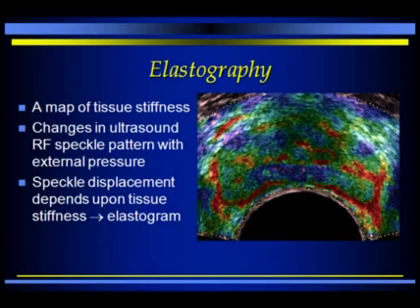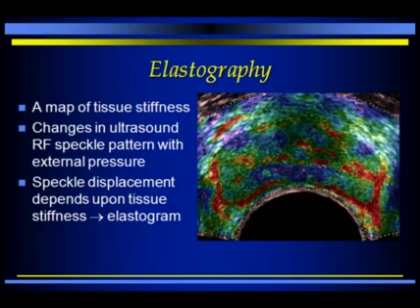Elastography is basically a map of tissue stiffness. And basically the changes in the ultrasound RF speckle pattern with external pressure can be used to map out the elasticity of different parts of the prostate. And that creates a picture which we call the elastogram.